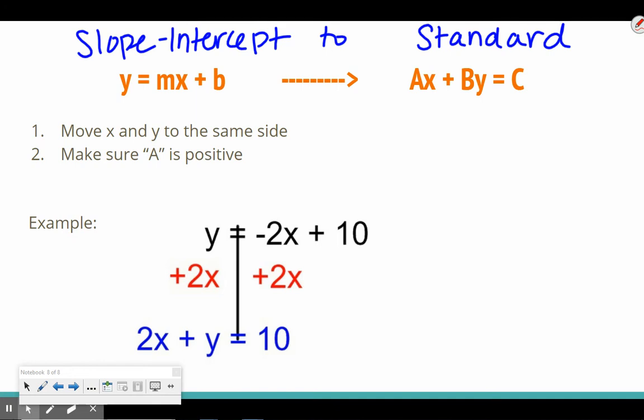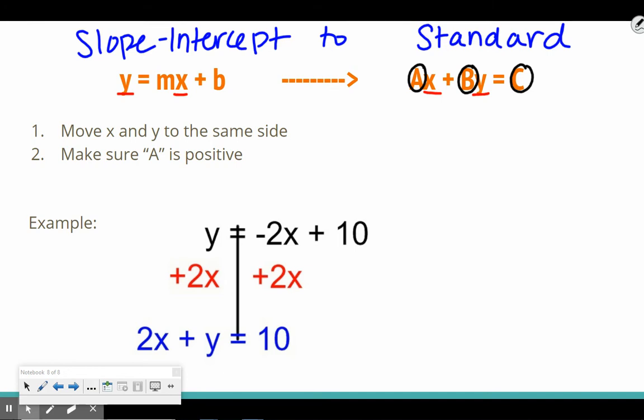Now there's a couple things that you need to know. First, we need to move the x and the y to the same side. So notice that y is by itself and x is over here on the right-hand side when we're dealing with slope-intercept. Well, now we want x and y on the exact same side of the equal sign. And I think it was mentioned last time, but a, b, and c are just integers. Okay, so they're just positive or negative whole numbers.